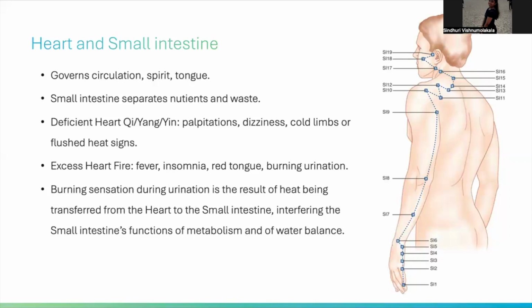Now the deficient heart qi, yang or yin, results in palpitations, dizziness, cold limbs or flushed heat signs. Your hands and your feet become cold very easily, very often. You feel dizzy for no reason. You have flushed heat signs, sudden heats for no reason. These are all because of deficient heart meridian.